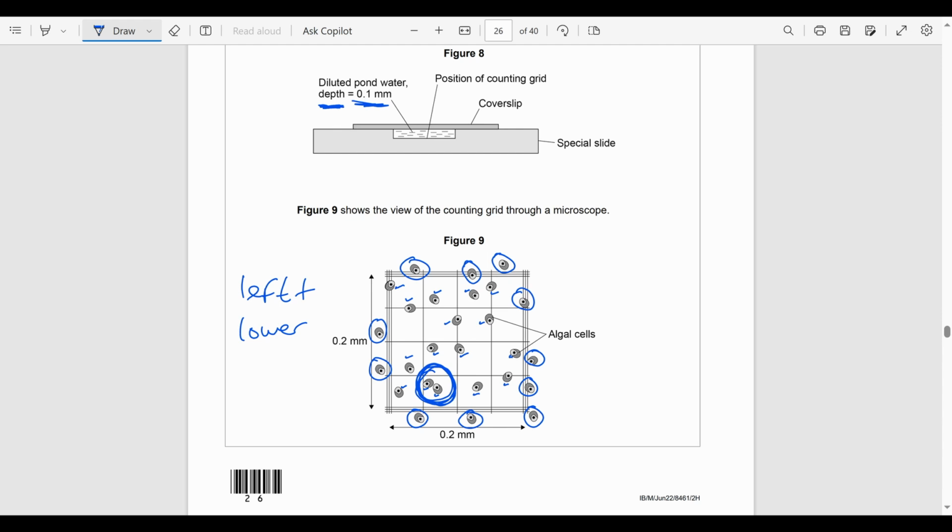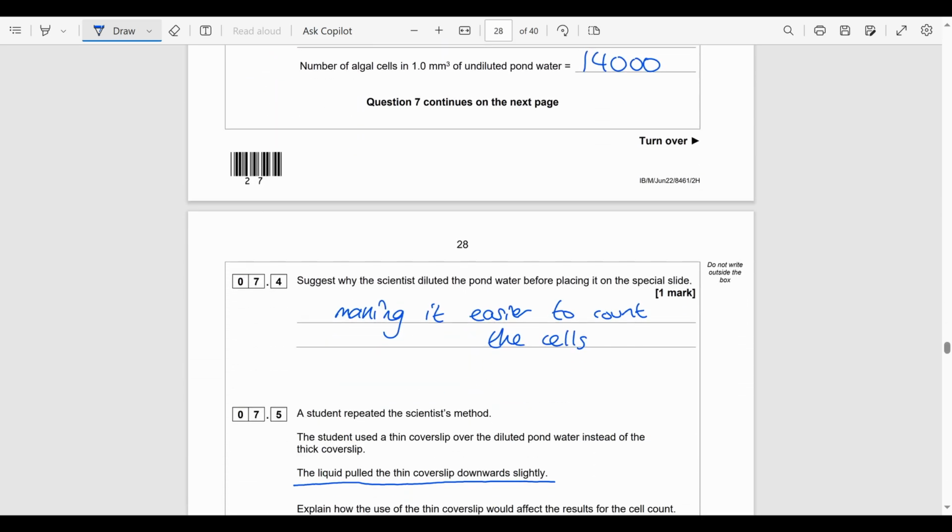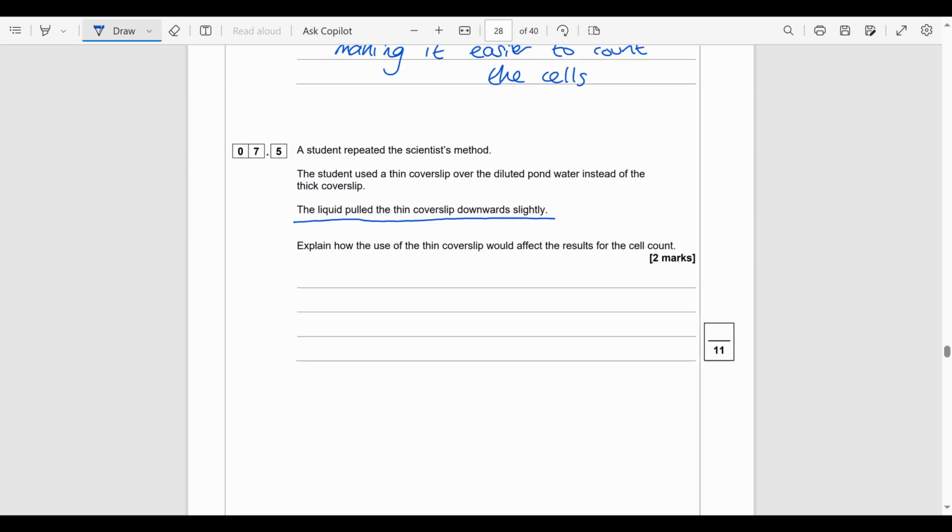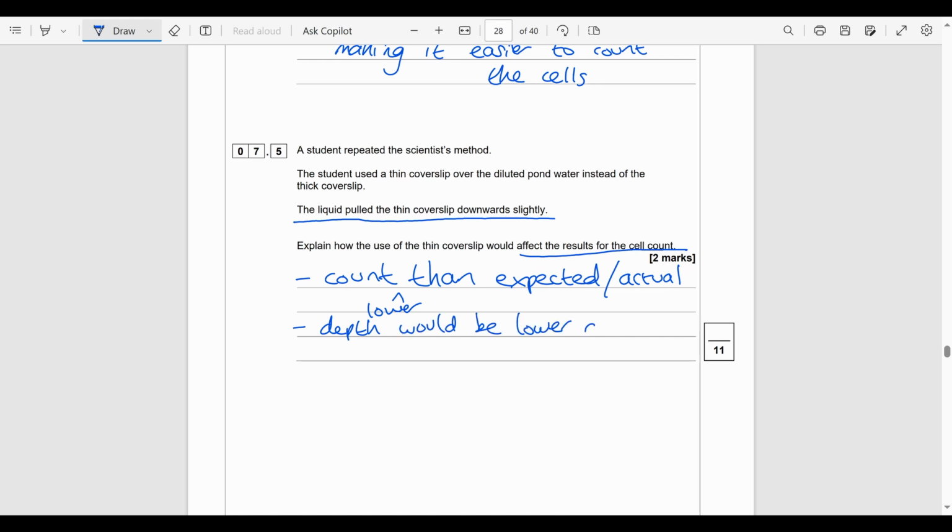And then when it comes to counting, the cells might look like one cell instead of two cells. So what I think that means is that, because it's asking how it would affect the results of the cell count, the count would be lower than expected, or lower than it actually should be. And the reason is that the depth would be lower, and the cells would be squashed and on top of each other.